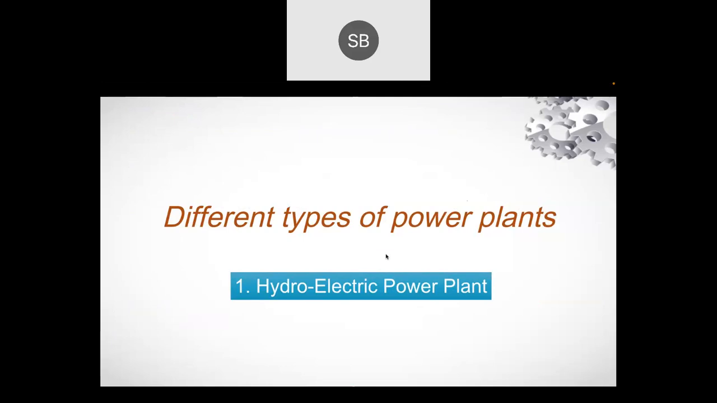Similar to this one, we are going to see the different types of power plants, like thermal power plant and other types of power plants, and we are going to take some review of those power plants. So we will stop here.